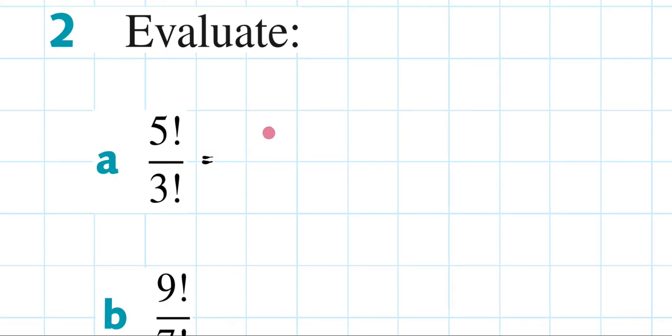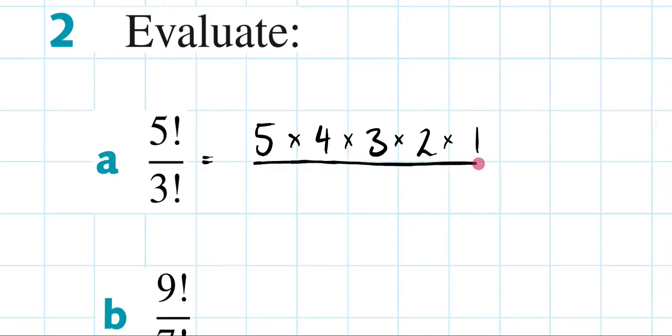So let me write that out. I know that 5 factorial is 5 times 4 times 3 times 2 times 1. I then am going to divide that by 3 factorial. So 3 times 2 times 1.